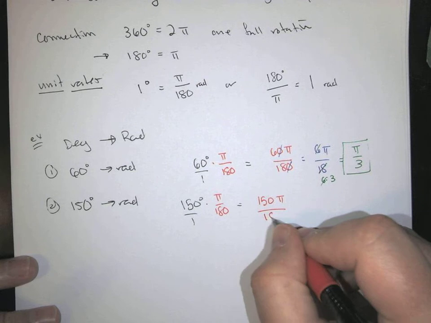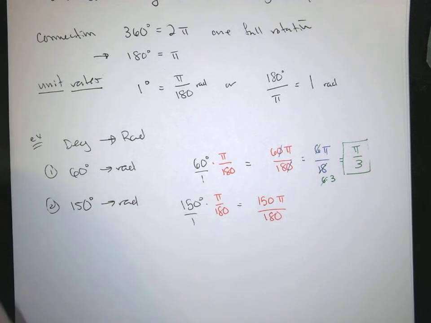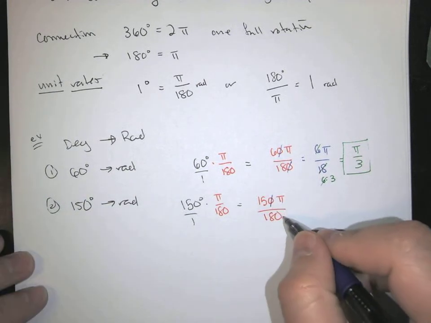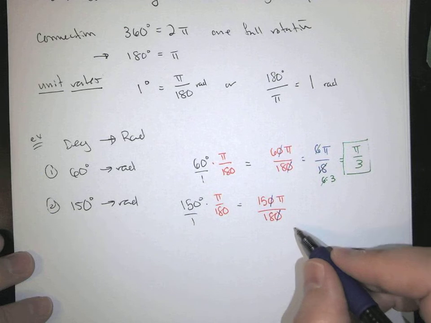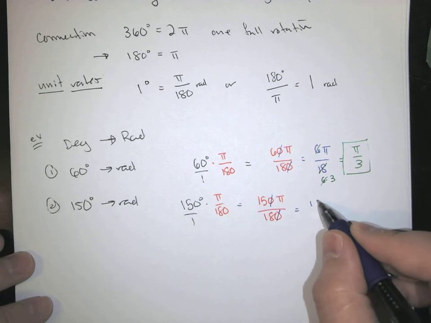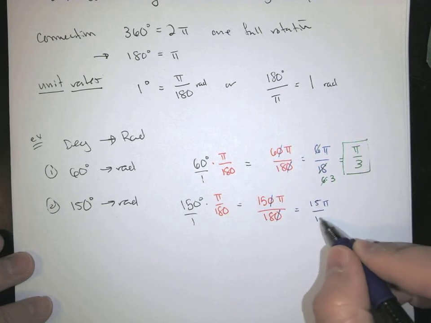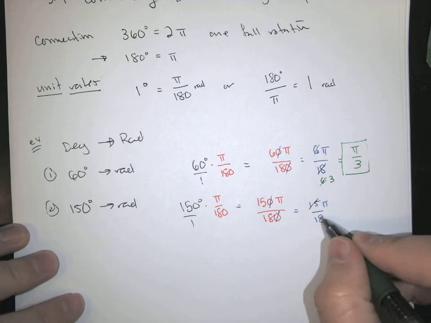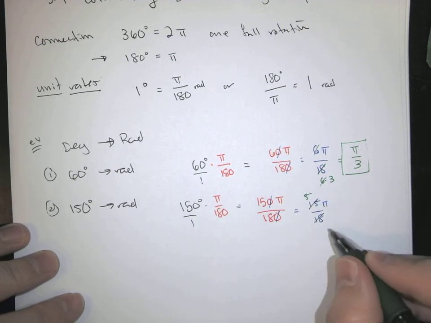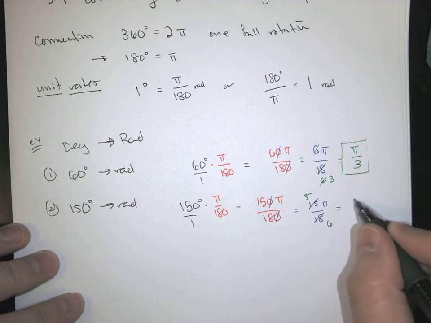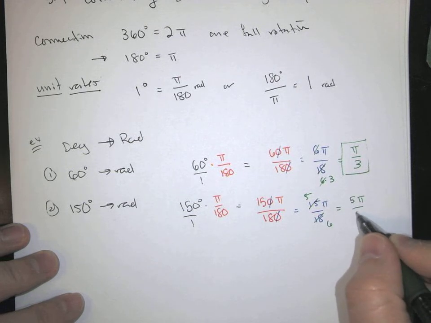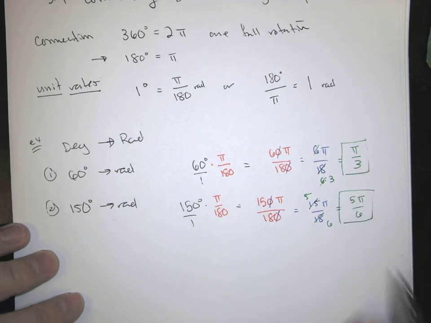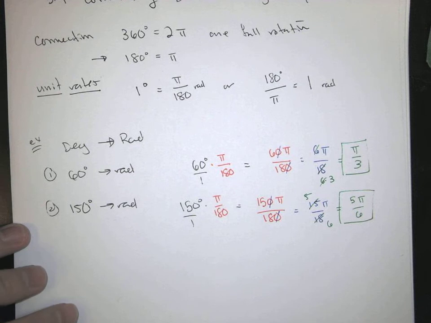So 150 pi over 180, and then again we have the very obvious first reduction: the zeros go out, dividing by 10. So this becomes 15 pi over 18. That'll reduce again, because we can take 3 out of each, and this leaves us with 5 pi over 6. Oh, there's that 5 pi over 6. That was not on purpose, but that was the angle I was just talking about. I must have previsioned it.